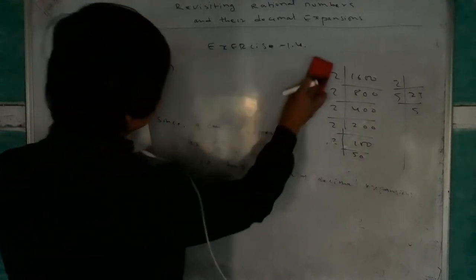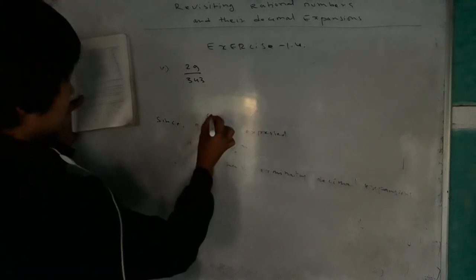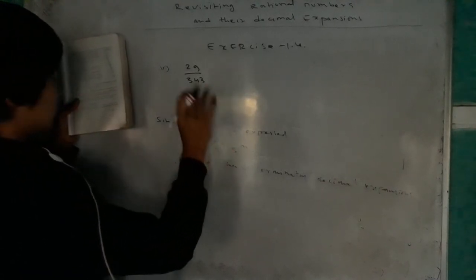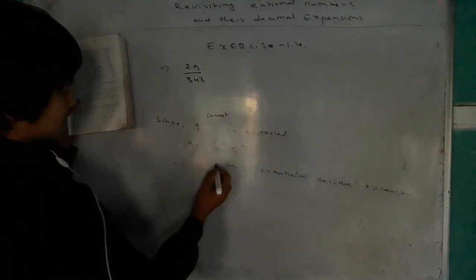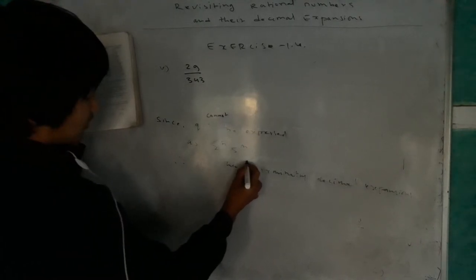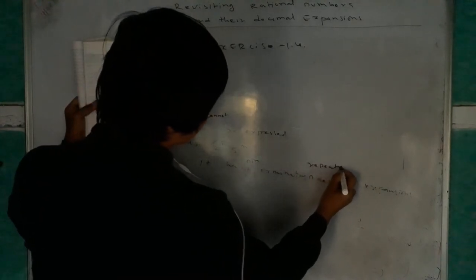So we'll move to another question, number 5. It is very lengthy, it is very easy but very lengthy. 29/343. So since q cannot be expressed, look here, there is 7, which in any case we cannot write in that form. Cannot be expressed, so it has non-terminating repeating decimal expansion. You can tell even by looking.